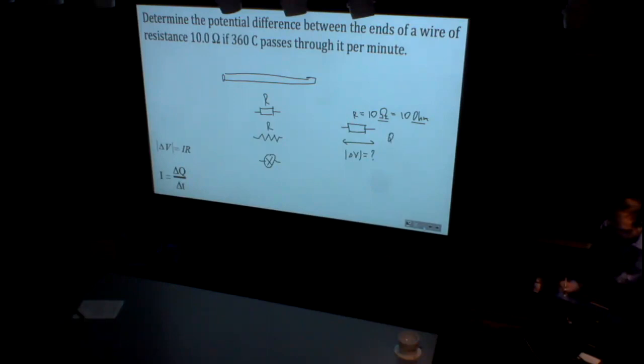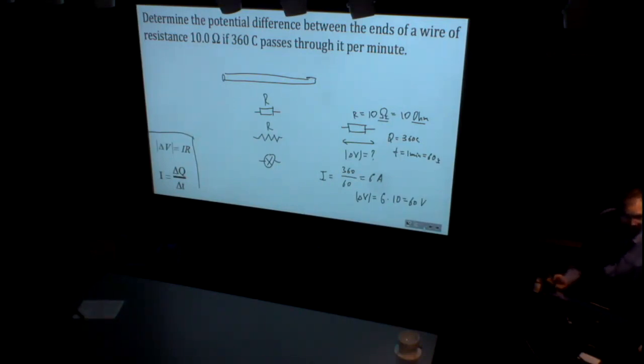So, what else do we know? We know a charge, Q, which travels through this element per 1 minute. That's it. Now we know what we have to do. We just have to convert time into seconds. 1 minute is equal to 60 seconds. Electric current will be equal to charge over time. Well, 6 amps. If we know electric current, and if we know the resistance, we can just calculate the voltage, which is literally potential difference.